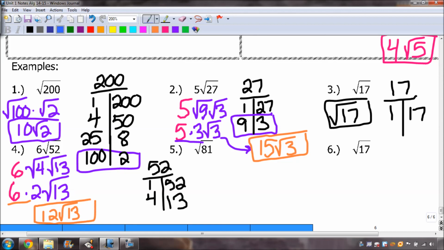Okay? And now let's look at number 5. Number 5 says the square root of 81. It should take you 10 seconds to figure this out, if that, because it is a perfect square. So you don't have to do anything at all to figure this out. The answer is just plain and simply 9. And then you are done.